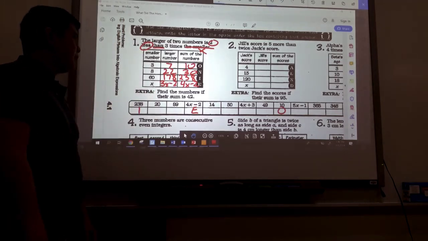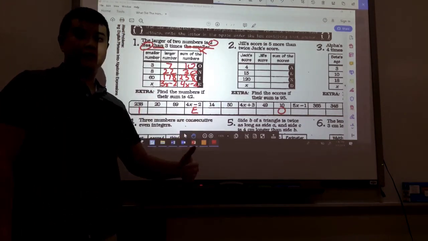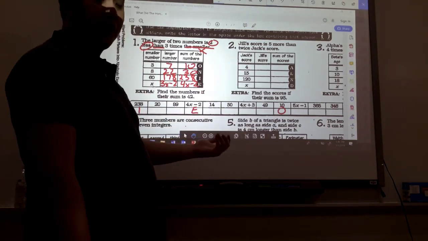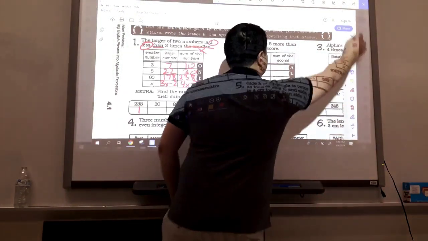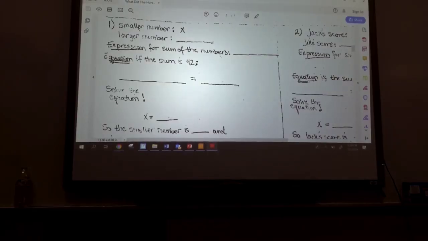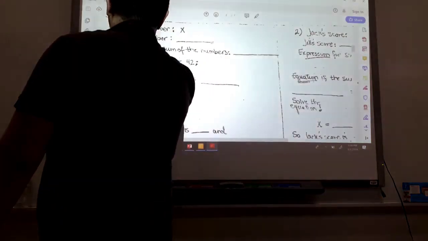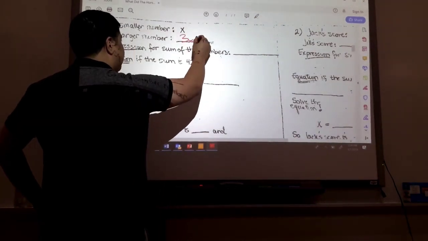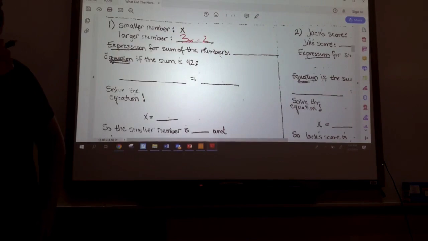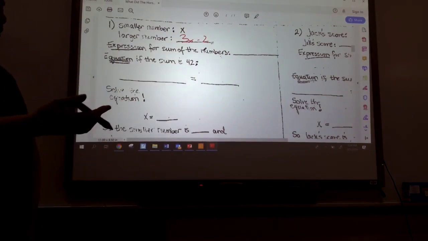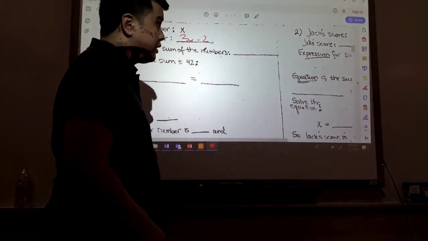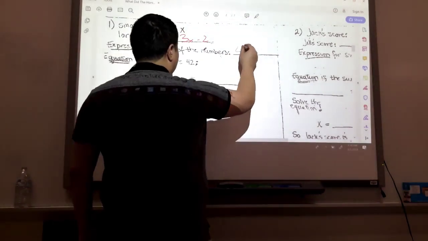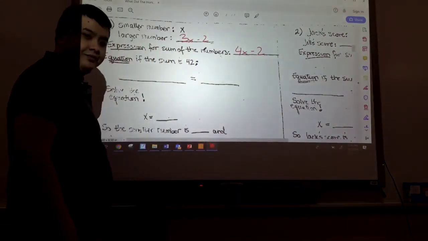This part says find the sum of the numbers if their sum is 42. So if the bigger number and the smaller number add up to 42, what are those numbers? So, let's take a look at the back over here. Again, we said that the expression that represents the smaller number is x. The expression that represents the larger number, as we said in the beginning, was 3x minus 2. And the expression that is represented as the sum of those is x plus 3x minus 2, because this is the smaller number, this is the bigger number. So we're going to add those two together. When we combine like terms, we get 4x minus 2.